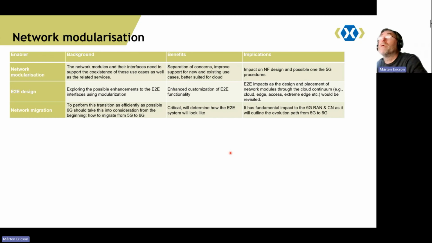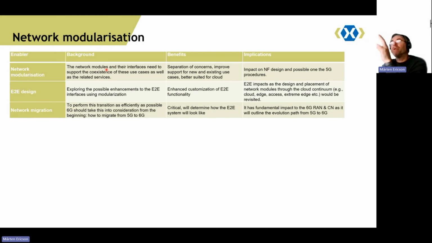Going then to the network modernization task, here we have 3 different enablers. So the first is network modernization, and here we work on investigating the optimal network function size, how granular it is. And we are dealing here with what we call separation of concerns. Maybe you have heard about that, to avoid a lot of signaling.